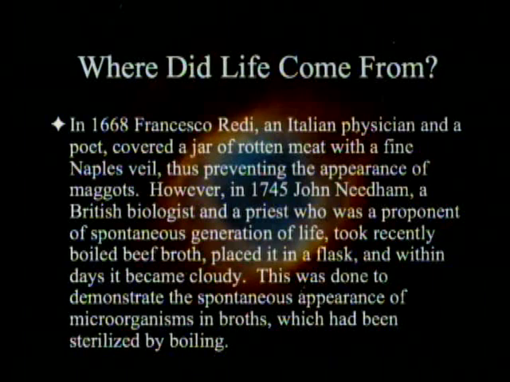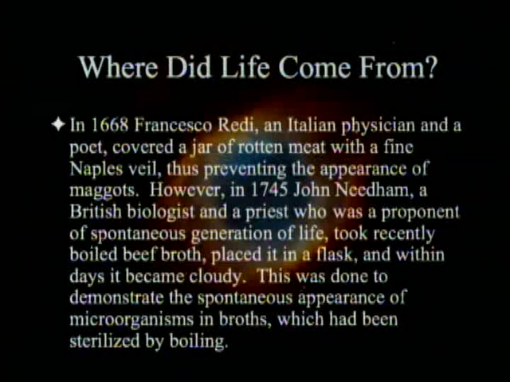In 1668, Francesco Redi, an Italian physician, covered a jar of rotten meat with a fine Naples veil, thus preventing the appearance of maggots. Actually, as I understand it, the maggots did appear. They just appeared on top of the veil where the flies laid their eggs. So this was one of the big arguments against it: rotten meat doesn't really produce maggots. It takes something to lay eggs and then produce maggots, presumably flies.